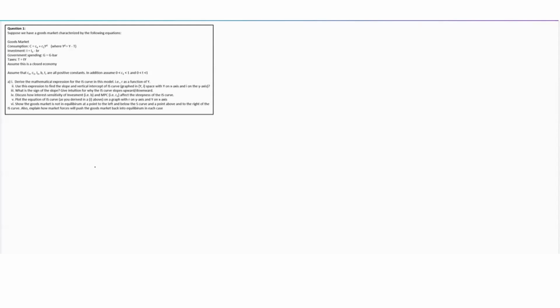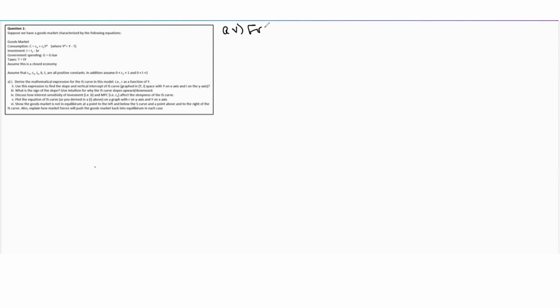In the first part, we derived the expression for the IS curve, and then in the second part, we looked at the slope of the IS curve and how it's affected by MPC and the interest sensitivity of investment. Now we want to plot the equation of the IS curve that we found in the first part. So we want to do A5.